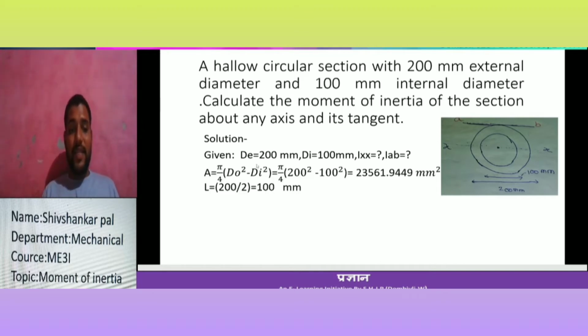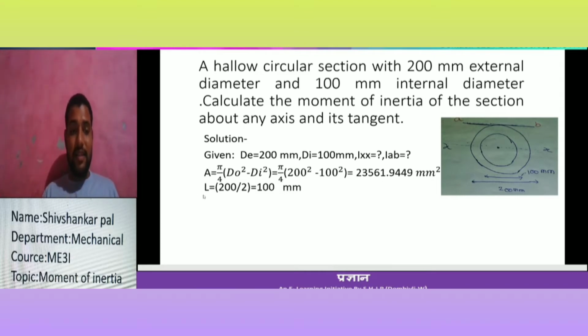Suppose the area of our cross section is pi by 4 into d square. Basically it is not a solid circular section, it is a hollow circular section. So the outer diameter minus the inner diameter gives the area of the given hollow circular section. So area is equal to pi by 4 into d square outer minus pi by 4 into di square. So the area is pi by 4 into outer diameter square minus inner diameter square.